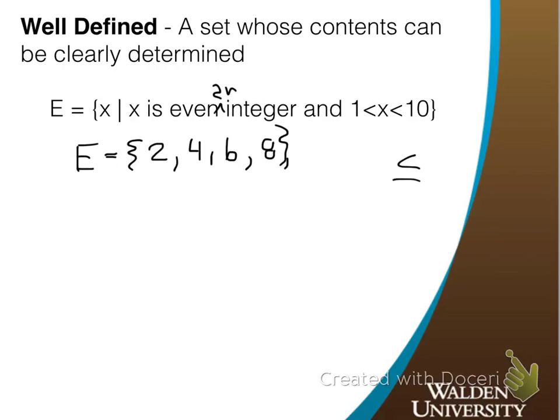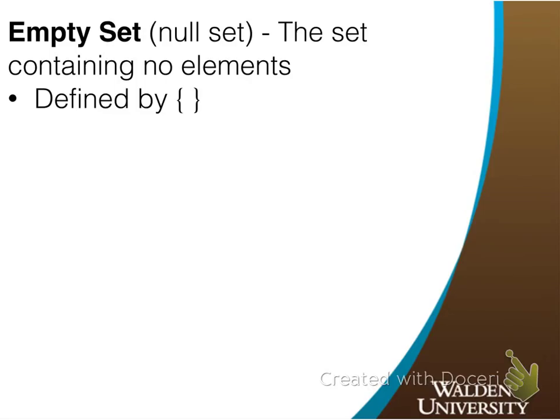A set that wouldn't be well defined is something where it's not clear what's inside of it. So an example would be the set of lucky numbers. Unless it's clearly stated what the set of lucky numbers are, it's just not something that you can tell someone, like, oh, X is the set of lucky numbers. They're not going to know offhand. It's not clearly determined.